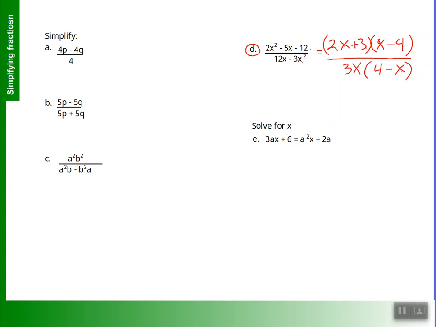All right. So, here's the trick. We notice that we have x minus 4 here. We have 4 minus x here. Not the same. Unfortunately, that's not the same because subtraction is not commutative. We can't switch the order.